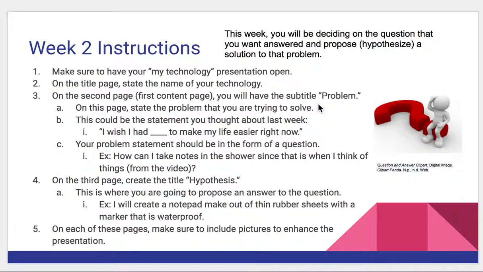This could be the statement you thought about last week, and that would be, I wish I had blank to make my life easier right now. Your problem statement should be in the form of a question, however. So an example of that is, how can I take notes on this in the shower, since that is when I think of things? And that's from the video that we watched last week. So you're solving a problem by creating something, but you're writing it in a question format.